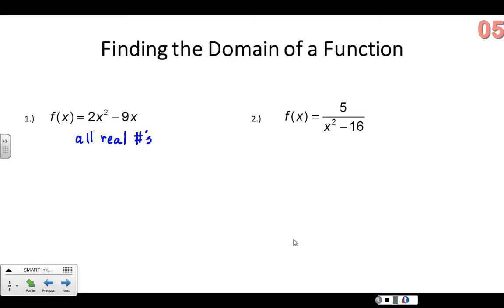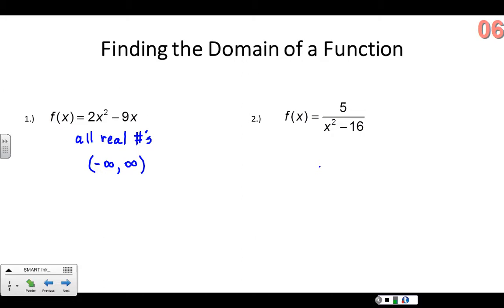To represent that, we'll say the domain is from negative infinity to positive infinity. Now, I can't just say what the range of the function is unless I first get a graphical representation of it. So I would need a graph of this function to be able to tell you what the range is. But we could find the domain without actually having the graph.